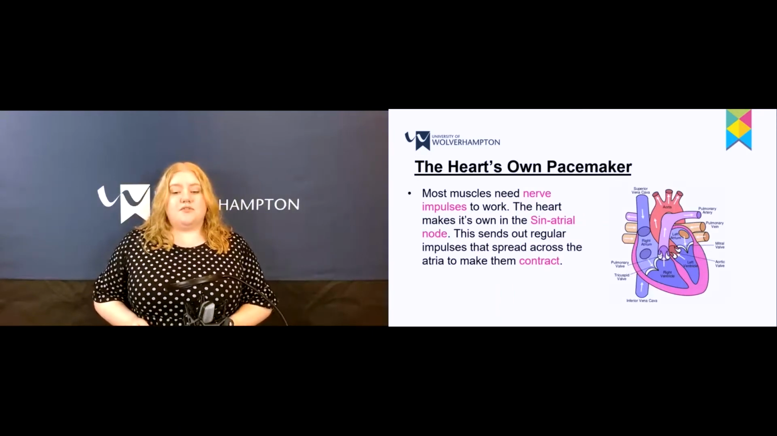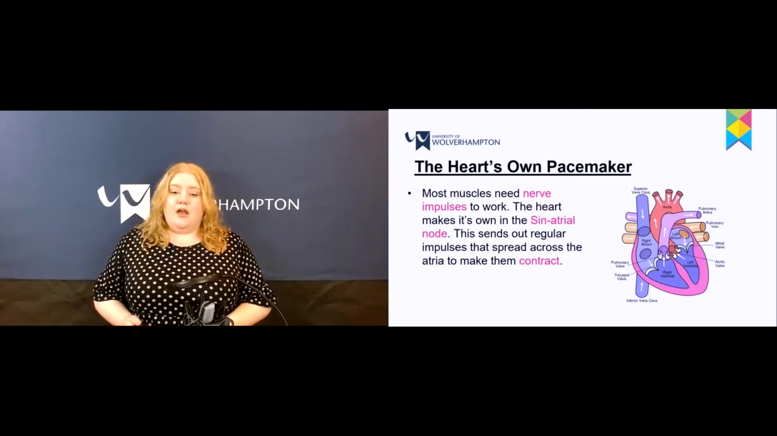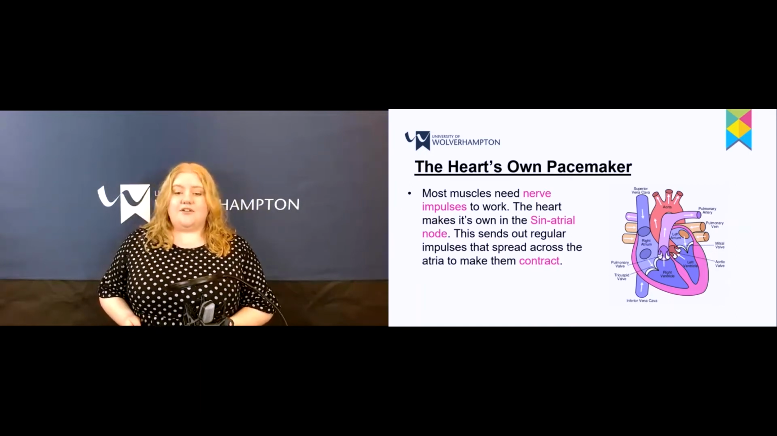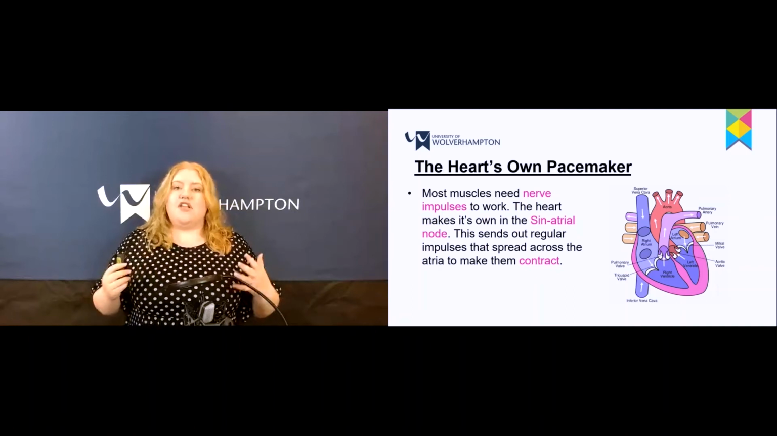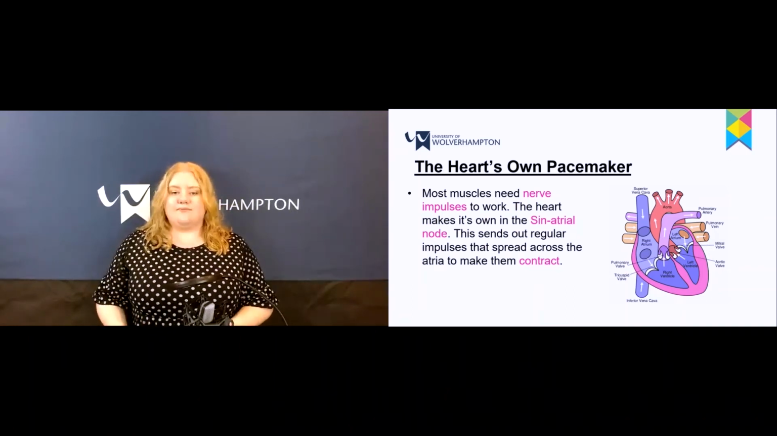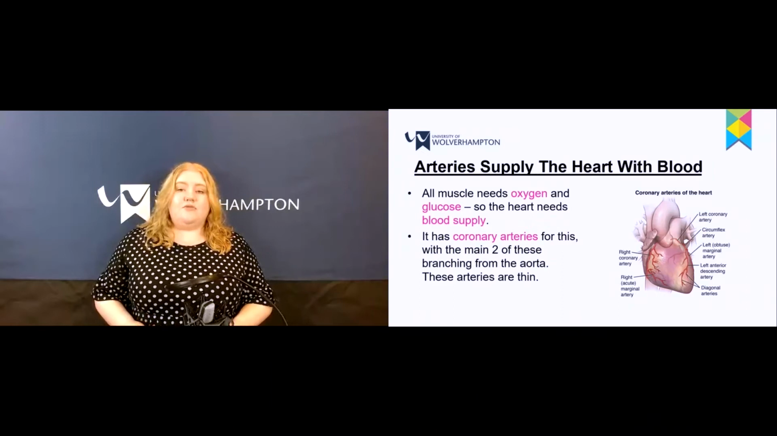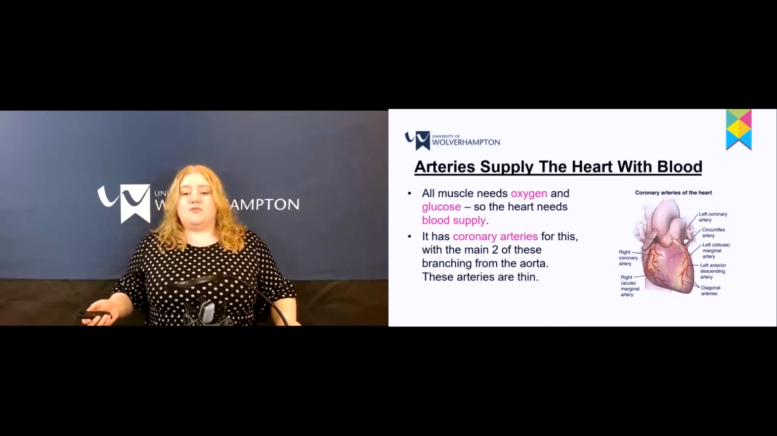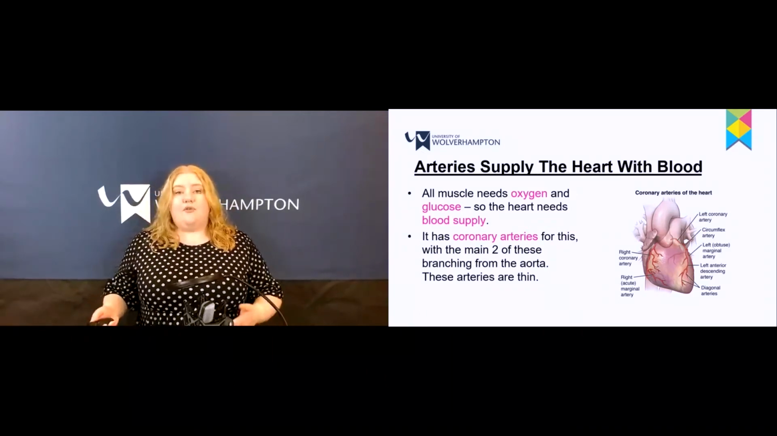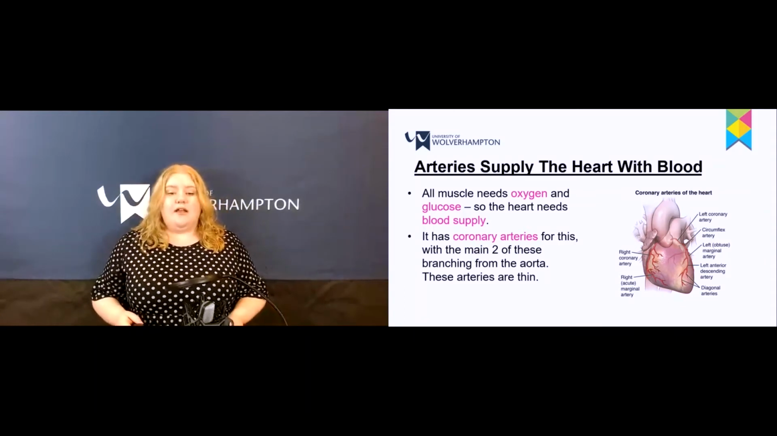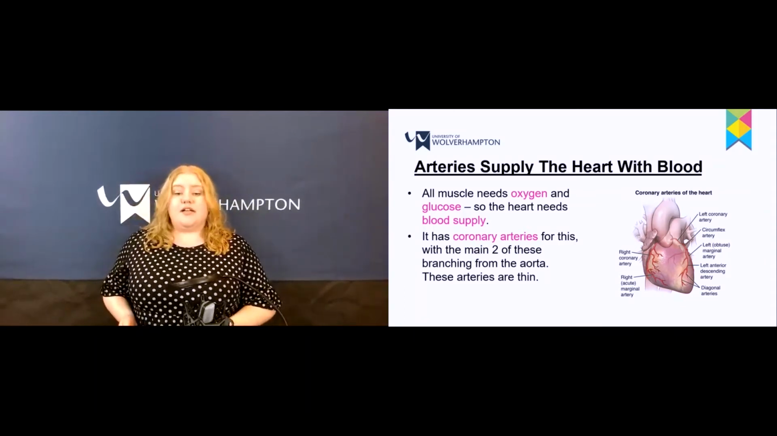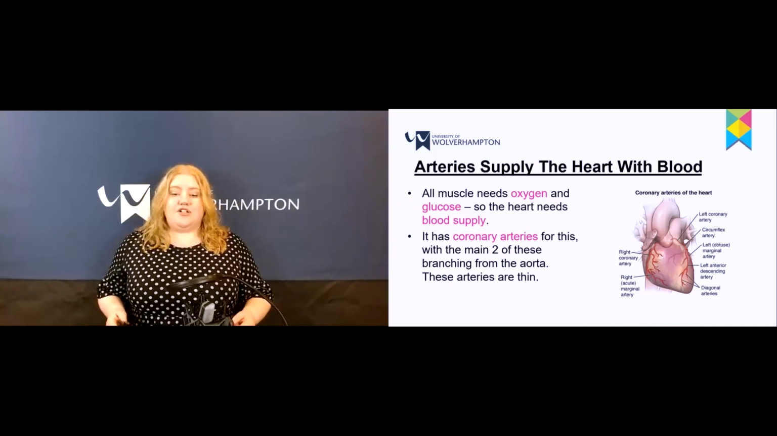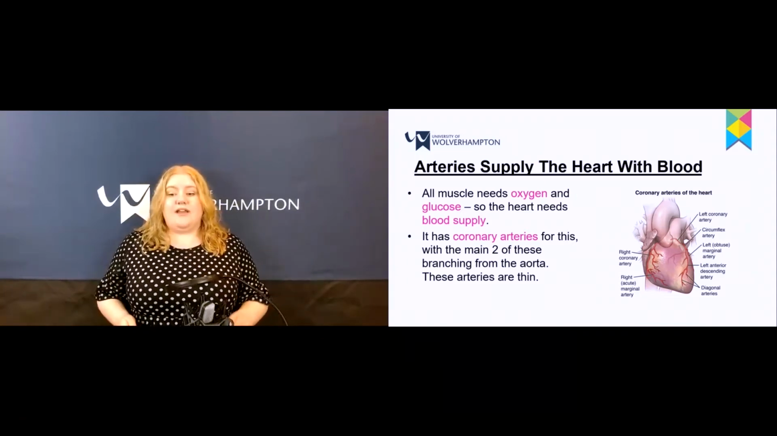So most muscles need nerve impulses to work. The heart makes its own within the sinoatrial node. This sends out regular impulses that spread across the atria to make them contract. Arteries supply the heart with blood because all muscles require oxygen and glucose, therefore the heart needs its own blood supply. It has coronary arteries that do this, with the main 2 of these branching from the aorta, with these arteries being very, very thin.